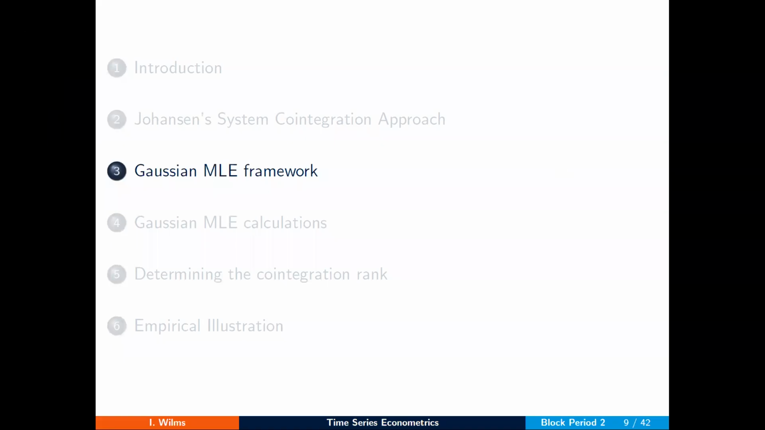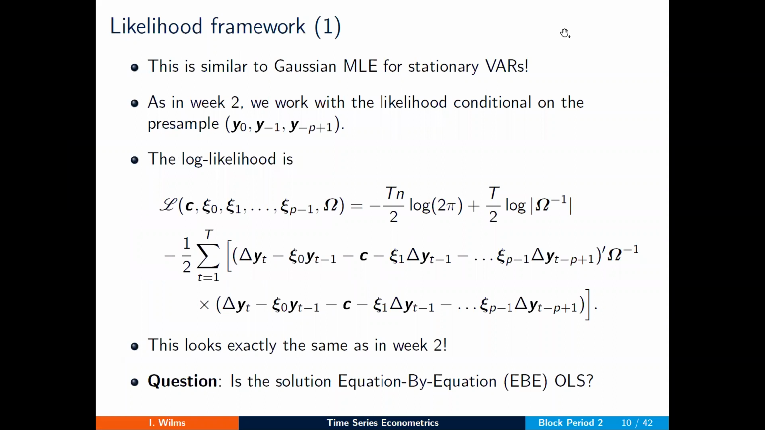Okay, so our setup for maximum likelihood estimation of the week7 is in general very similar to what we did in week 2 for stationary VAR models. We will again work with the conditional log likelihood framework, and these here are the initial conditions, the observations on which we will condition. Then the log likelihood that we obtain looks like this.